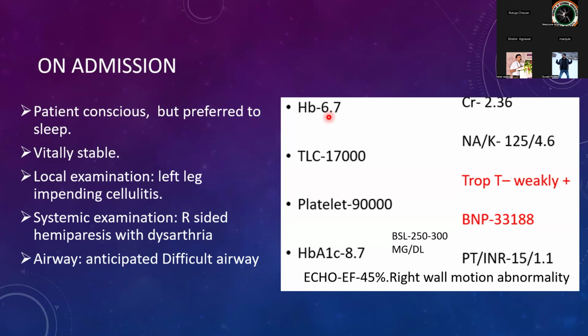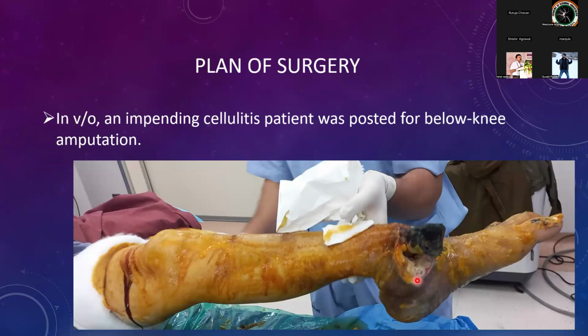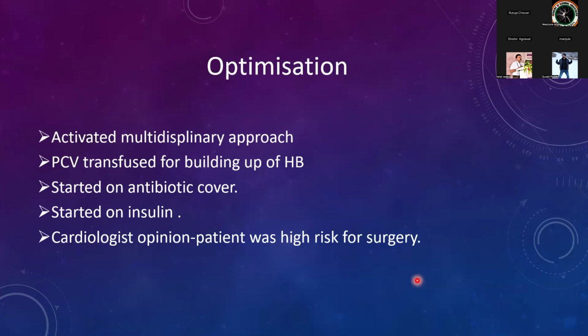Hemoglobin was 6.7. Platelet count was 90,000. HbA1c was 8.7. BSL was between 250 to 300 milligram per deciliter. Troponin-T was weakly positive. There were some electrolyte disturbances. Creatinine was raised and BNP was on the higher side. Ejection fraction was 45% with right wall motion abnormality. In view of impending cellulitis, the patient was posted for below knee amputation.